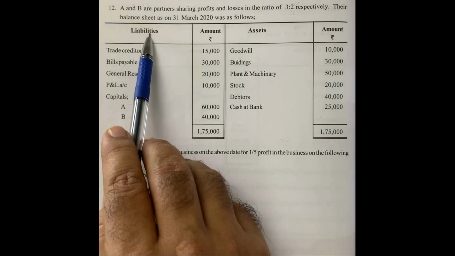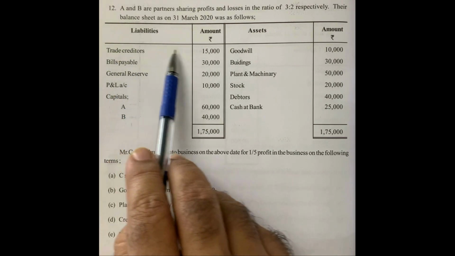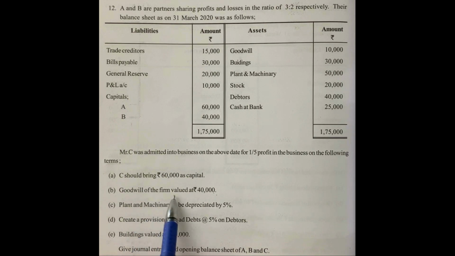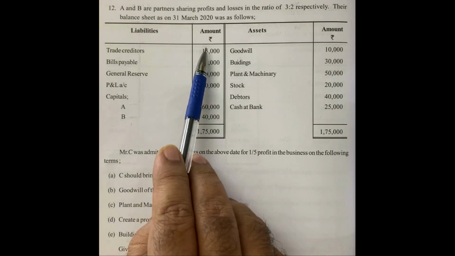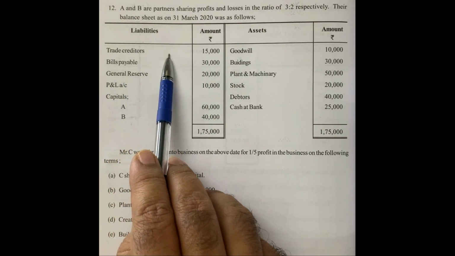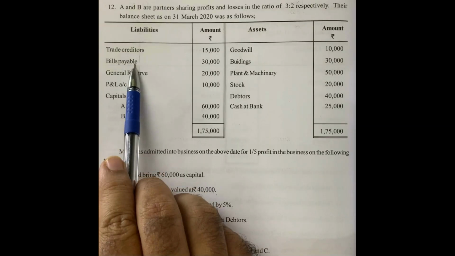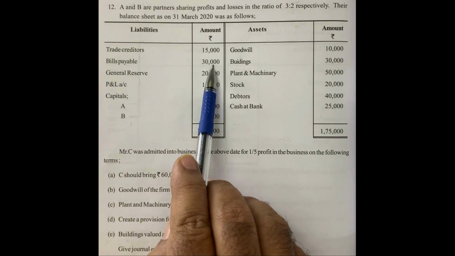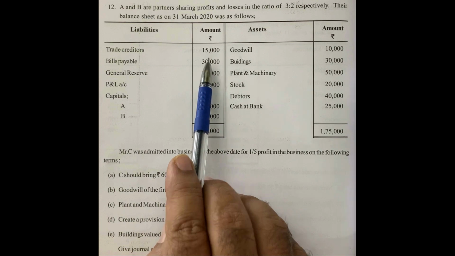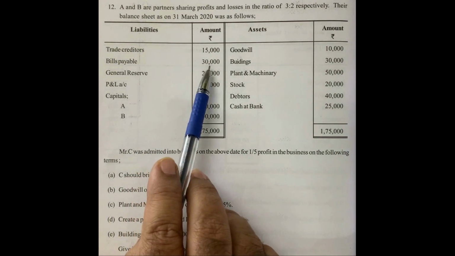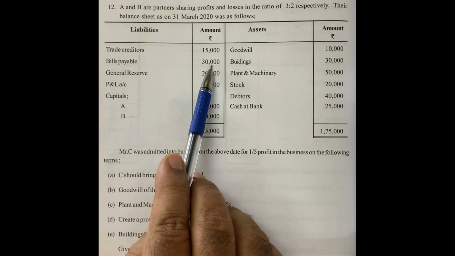Let us start with the liability side. Trade creditors 15,000 rupees. Related to this, there is no additional information. Therefore, in new balance sheet also, same amount we have to show for trade creditors, 15,000 rupees. Next, bills payable 30,000 rupees. Related to bills payable, there is no additional information. Therefore, in new balance sheet also show the same amount.